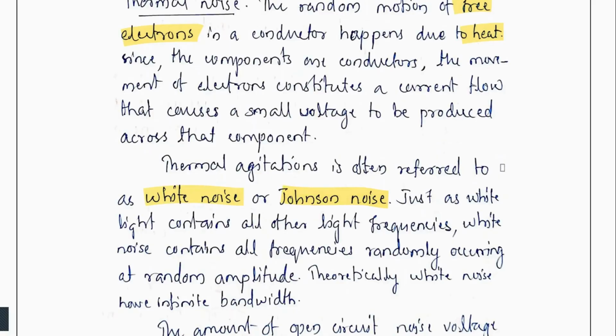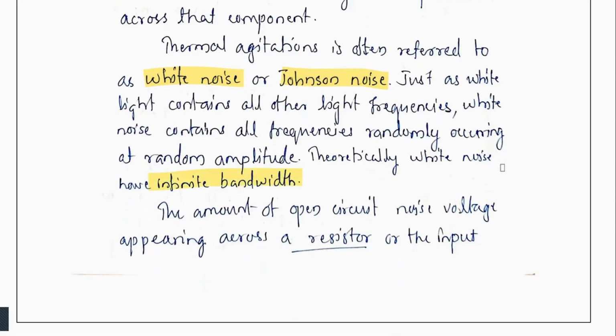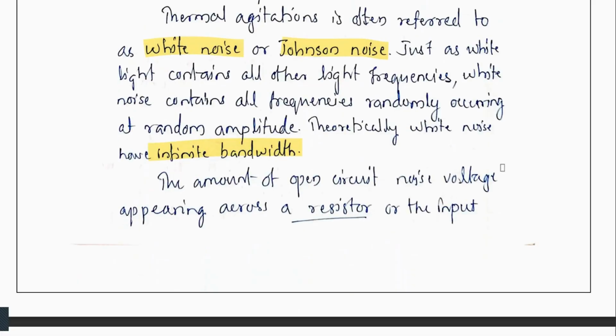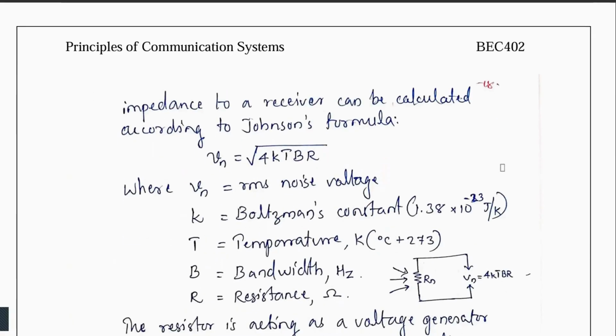Just as white light contains all the other light frequencies, white noise contains all the other frequencies randomly occurring at random amplitude. So theoretically, white noise has an infinite bandwidth. The amount of open circuit noise voltage appearing across a resistor or an input impedance to a receiver can be calculated using Johnson's formula, that is Vn equals square root of 4kTBR, where Vn is the RMS noise voltage, K is the Boltzmann constant, 1.38 times 10 power minus 23 joules per Kelvin, T is temperature, B is bandwidth, and R is resistance in ohms.